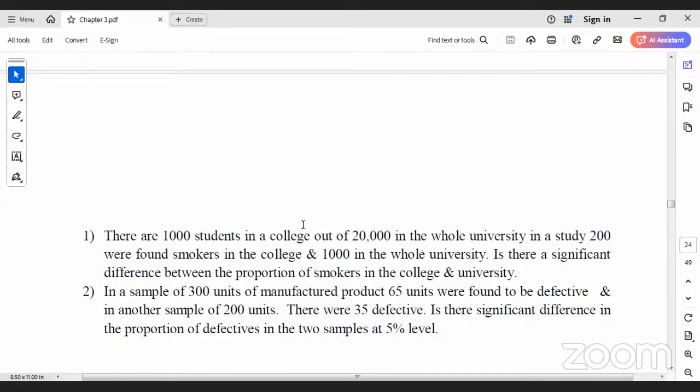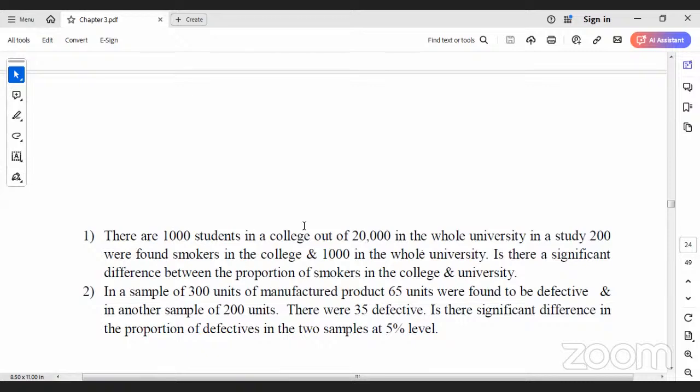In a sample of 300 units of manufactured products, 65 units were found to be defective, and in another sample of 200 units, there were 35 defective. Is there a significant difference in the proportion of defectives in the two samples at 5% level?